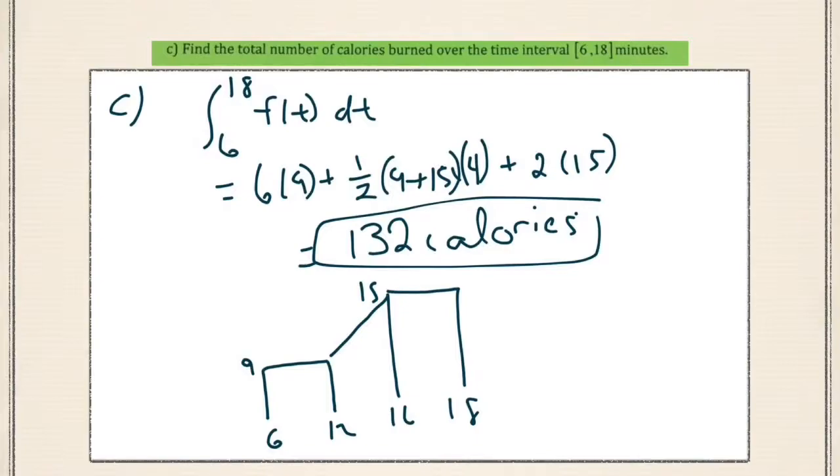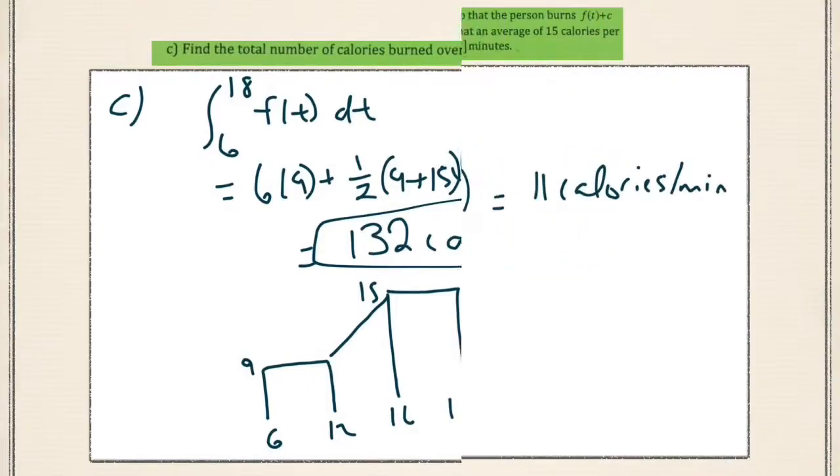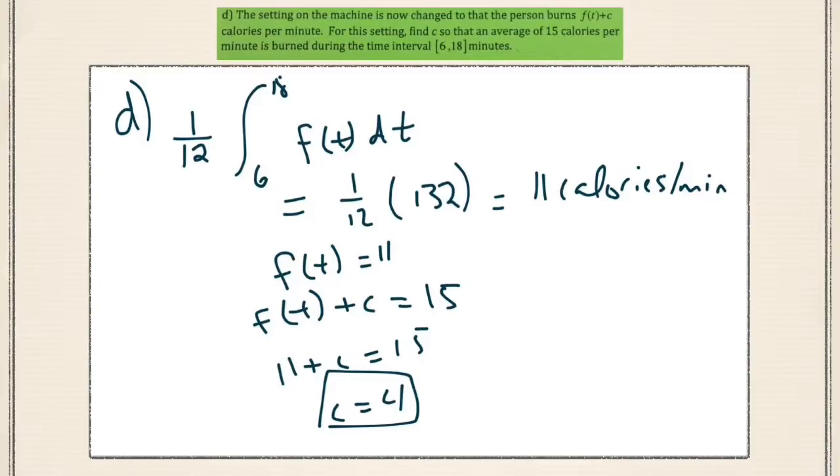For the next part, for C, we have to find the total number of calories burned over the closed interval of 6 to 18 minutes. To do that, we take the integral from 6 to 18 of the function f of t dt. And to do that, we need to take the area under the graph between 6 and 18. If we divide the graph up into different functions, we get that the total area underneath the graph is 132 calories.